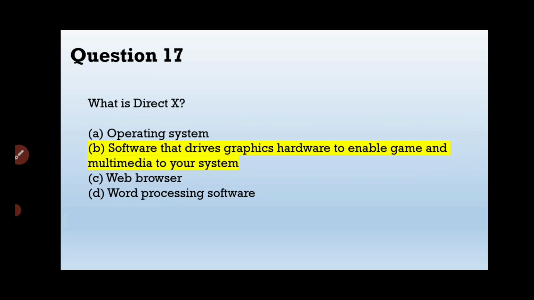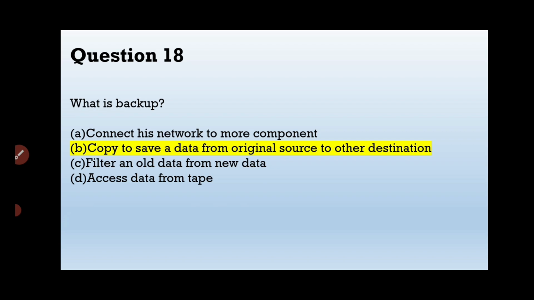Question number 17. What is DirectX? Your correct option is option B, software that drive graphic hardware to enable game and multimedia to your system. Question number 18. What is backup? Your correct option is option B, copy to save a data from original source to other destination.